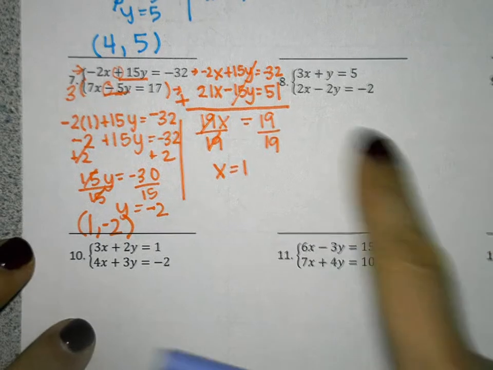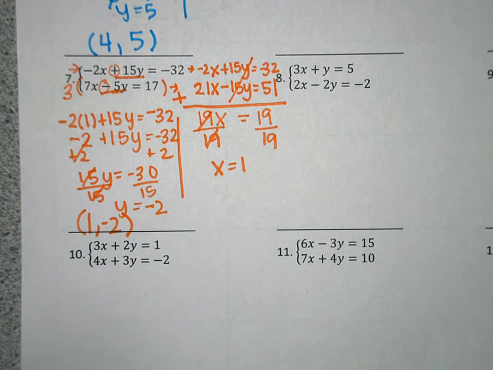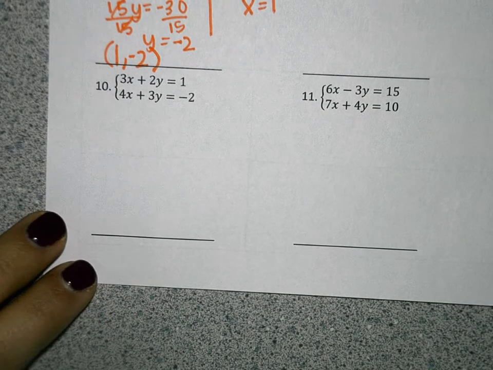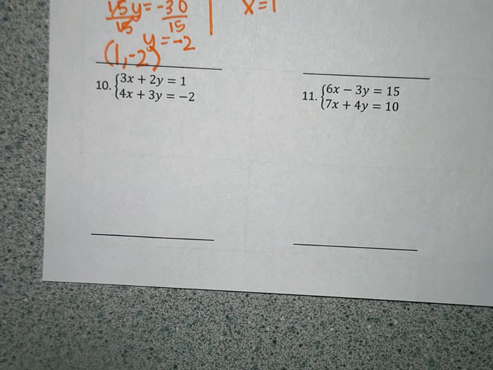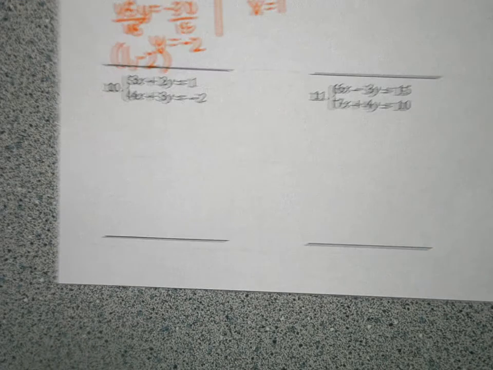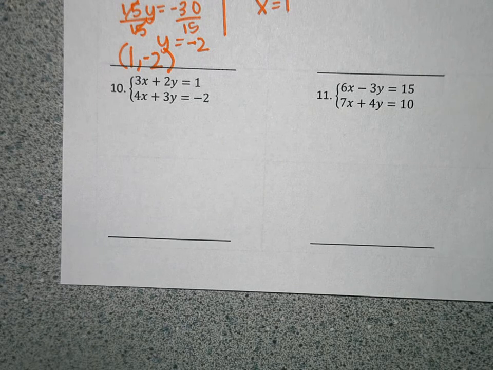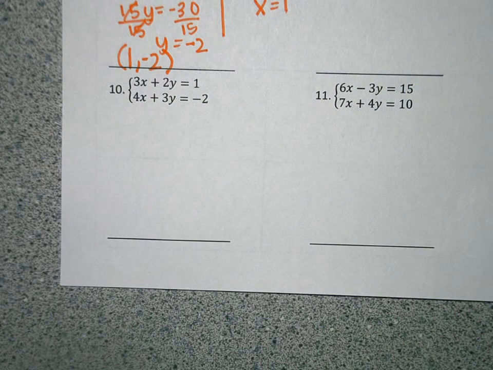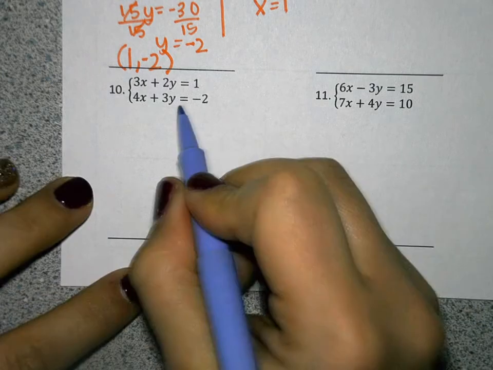Eight and 9 are very similar, the exact same thing. So let's look at number 10, and then I'll let you guys work on the rest of the problems, and the sub will put the answer key under the .cam for you to check when you are done. So number 10, last thing is 3x plus 2y equals 1, and 4x plus 3y equals negative 2.